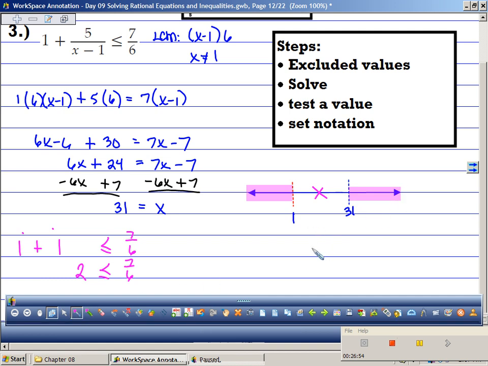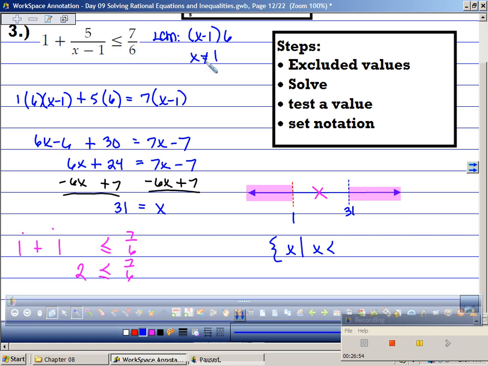So now I've got, my solution is x such that x is less than, it can't be, it says less than or equal to, but it can't be equal to 1 because that would be an excluded value. So it's x is less than 1 or x is greater than or equal to 31. Patricia, does that make sense? Yeah. Like this one's greater than or equal to, this one's less than because it can't be 1. That's kind of tricky.